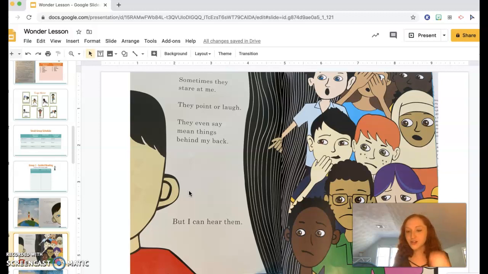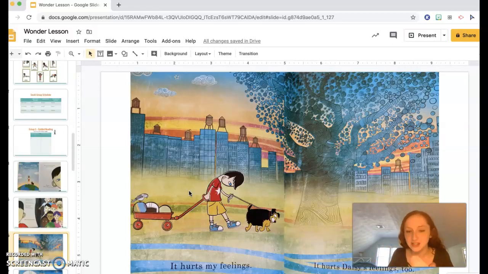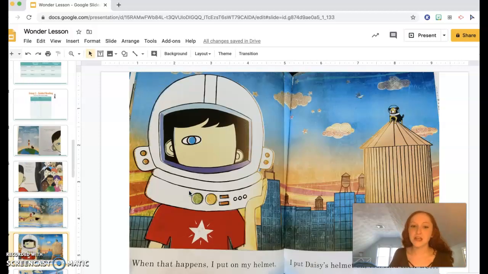And then we go back to the chart and write embarrassed or ashamed, and I would help enhance their vocabularies and build upon what they tell me, how they might feel. And then he says, "It hurts my feelings," so that's another connection, feelings.